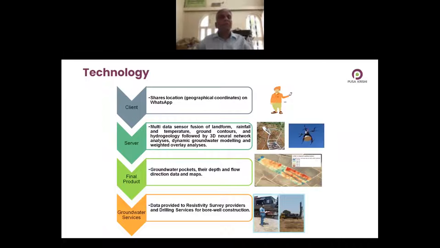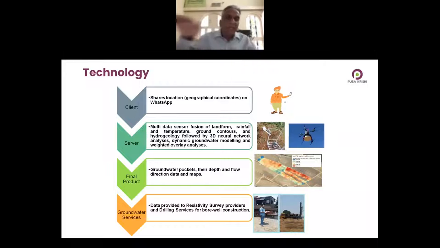What is the technology? The stakeholder or the client shares geographical coordinates on WhatsApp with us. We have access to European Union satellite outputs. We are paying about 16 lakh rupees every 6 months. That is the license. This is because those outputs have 10 centimeter resolution, whereas the Indian satellites have 10 meter resolution. Now, once we have the location, we procure the data.